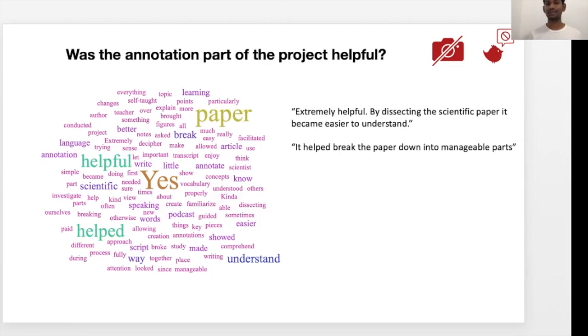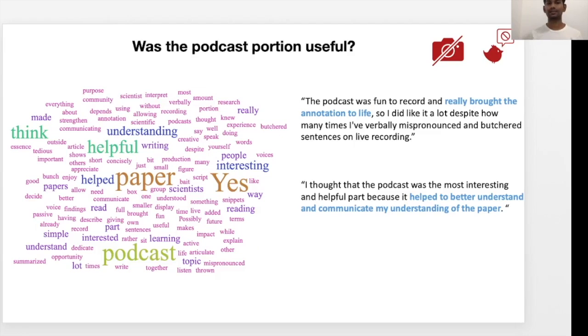We also asked them to give some short form answers to some of the questions. When we asked whether the annotation part of the project was helpful, most of them said it was. It really helped them understand the paper better, because they had to break the paper down into manageable parts so they could easily understand it. When asked whether the podcast portion was useful, most of them said yes, it was really useful and interesting. It helped them in understanding the paper better, and they also said it really brought the annotations to life, and it helped them communicate their ideas better.